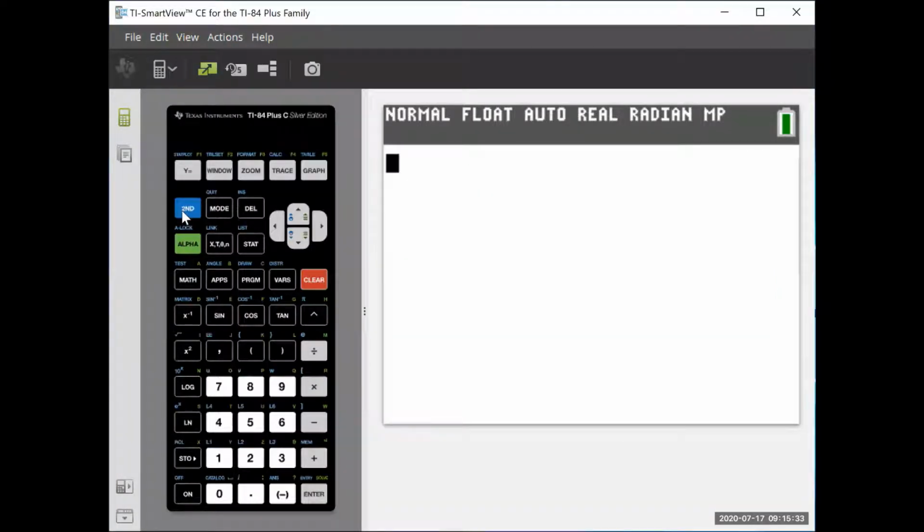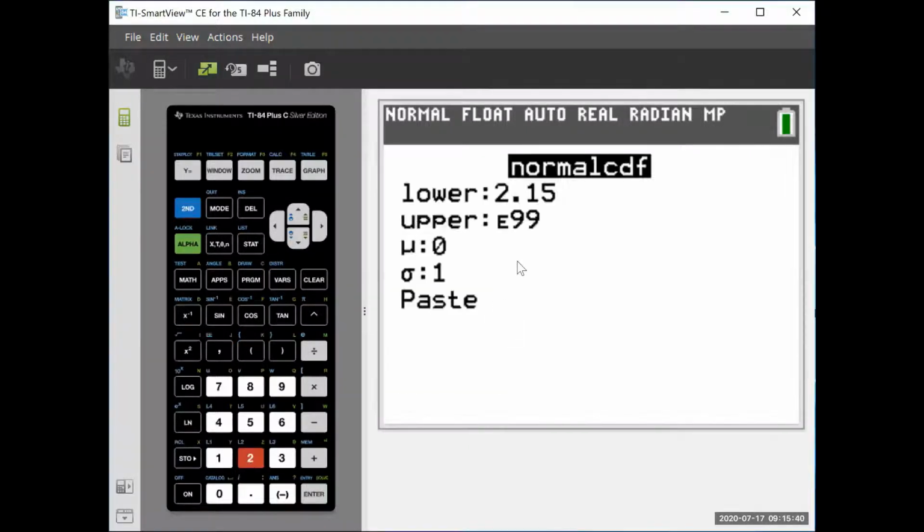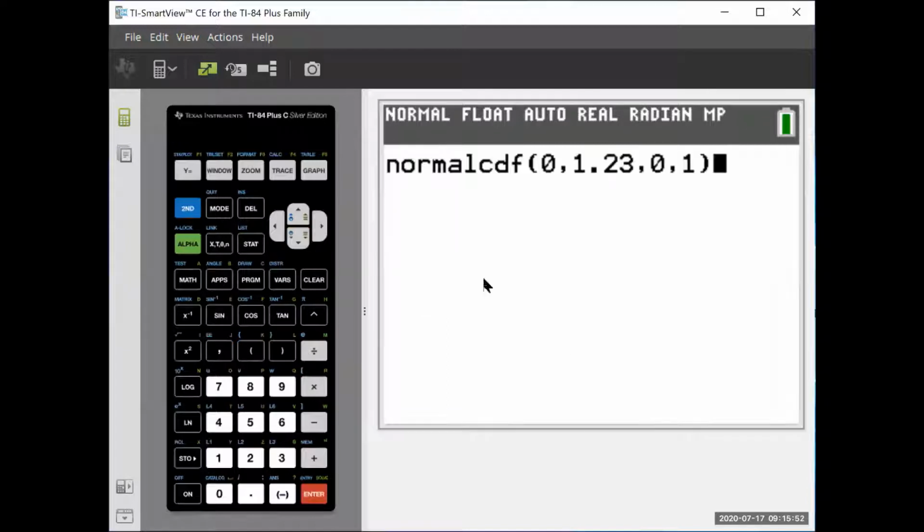So in our calculator, we go to second and then vars, then number 2. Lower limit is 0, upper limit for the area or the upper boundary is 1.23, mean is 0, standard deviation 1. Paste that in the main screen. This is what we have written on our paper. Then hit enter to get the result. And if you write up to 4 decimal places, it should be 0.3907.